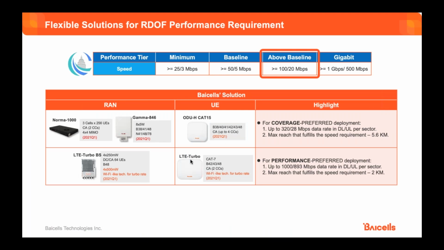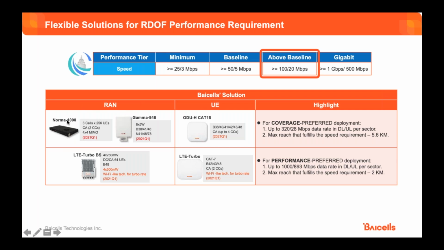Now, this is a quick slide for RDOF. If you guys are familiar with RDOF, there are requirements. The above baseline is 100 megabits per second on the downlink and 20 megabits per second on the uplink, and then you have the gigabit requirements. We have these two products that have been developed and tested now for the RDOF requirements.